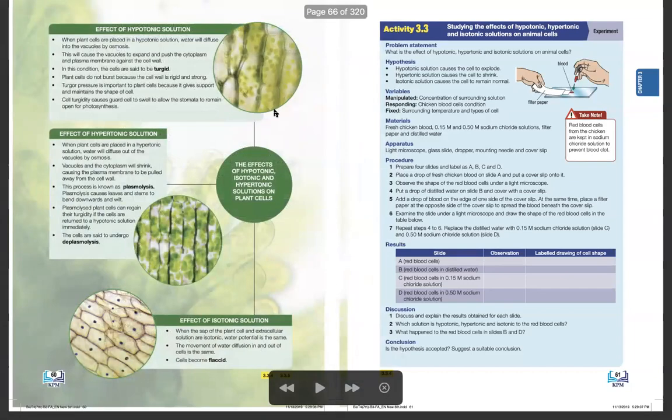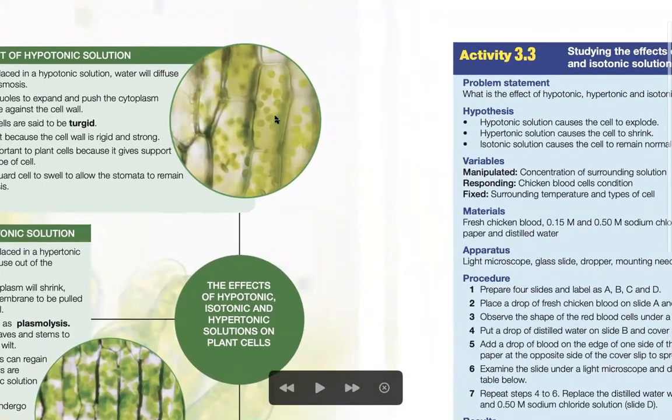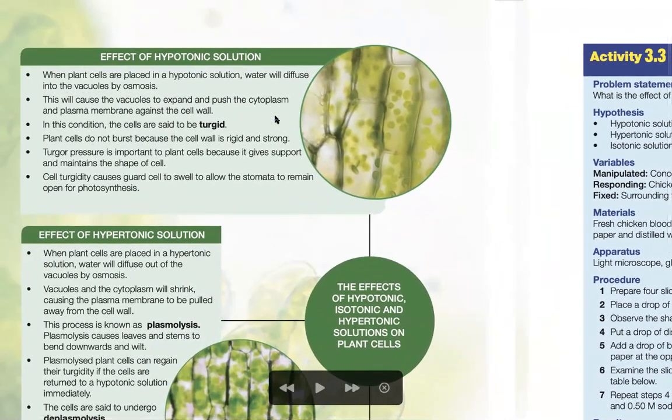Okay, let's go for the plant cell. Kita tengok plant cell pula. Okay, the next one is plant cell. Awak tengok. So, kita pergi kepada hypotonic solution dahulu. Hypotonic solution is a solution that has higher water potential. Ada banyak air. Okay. So, when plant cell are placed in the hypotonic solution, okay, sekejap.